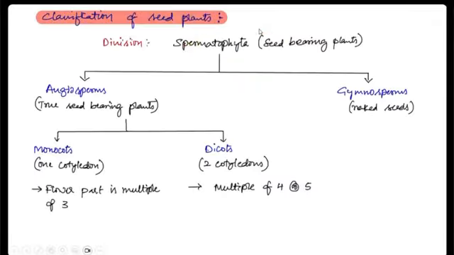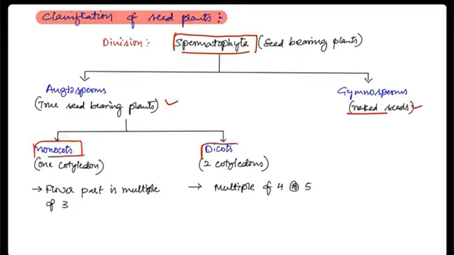So if I talk about the classification of the seed plants, it is from the division Spermatophyta. Okay, I'll just show it. So it is from the division Spermatophyta, which are nothing but the seed-bearing plants. This division is subdivided into gymnosperms and angiosperms. These are naked seeds, and these are true seed-bearing plants. Again, the angiosperms are classified into monocots and dicots based on the cotyledon, which are single cotyledon and two cotyledons. There are several differences between the monocots and dicots which you need to take care of.